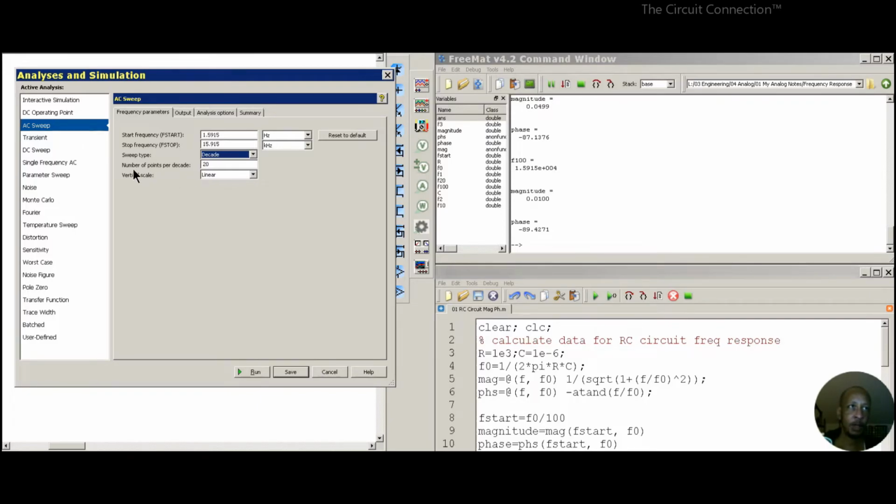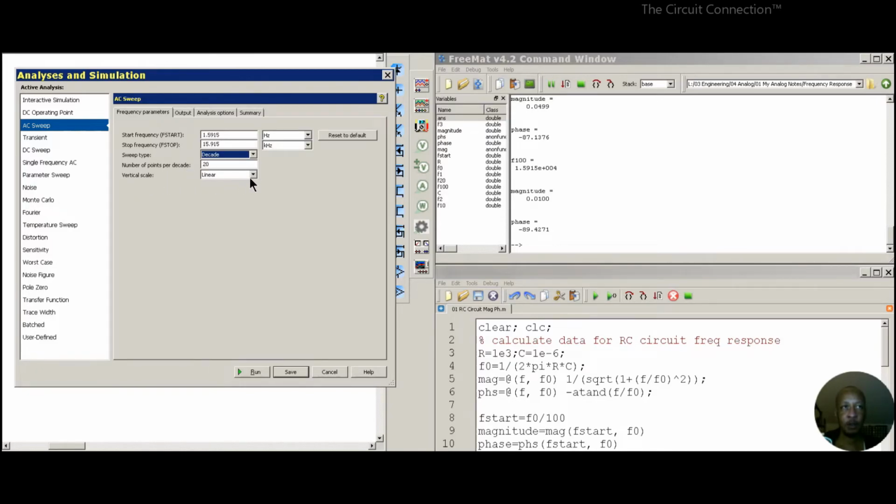Anyways, number of points per decade. I think a good number to put in there is about 20. You could put in more. It depends on the accuracy of what you're trying to plot and the range and everything. If the range is really small, then you probably need more points. If the range is really large, you probably need fewer points because you have more of a range to cover. But I'm just going to keep that at 20.